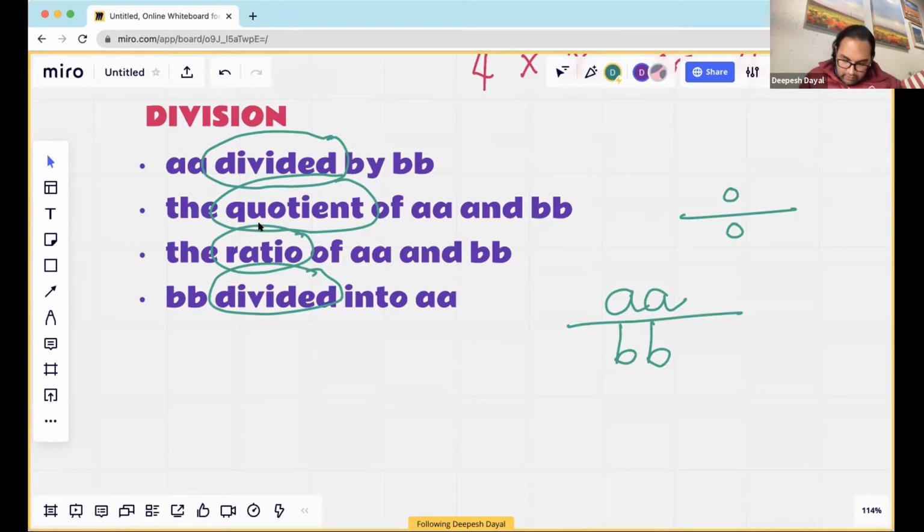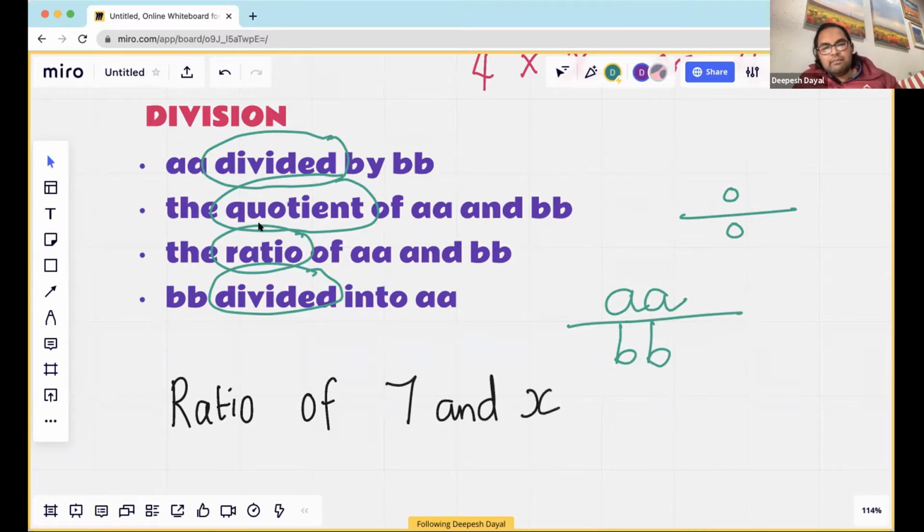I'm going to give you another example that you can try. I want you to tell me, what is the ratio of 7 and x? Anybody want to take a try? What is the ratio of 7 and x? 7 divided by x. What will the sign be? It will be 7 over x. 7 over x is a fraction.